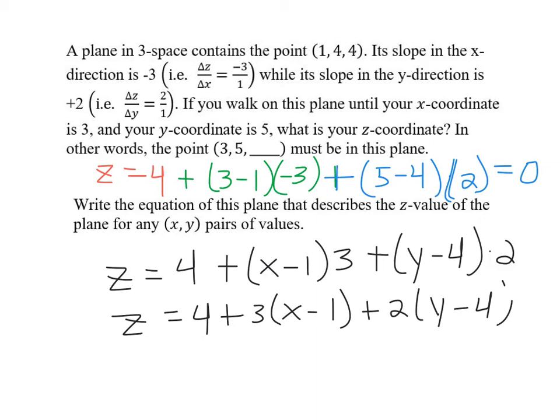And this should definitely look familiar, very similar to what we did with linear functions in 2-space. You might be able to start seeing why we're calling these linear functions in 3-space. We just simply have 2 slopes, and those slopes each multiply either the x minus whatever the x coordinate is and y minus the y coordinate. So this is kind of point slope form of the equation for our plane.